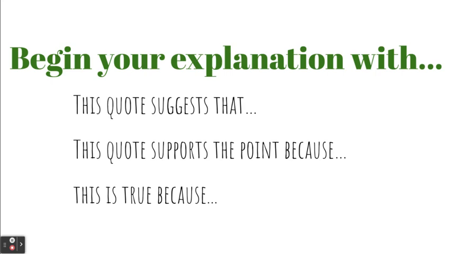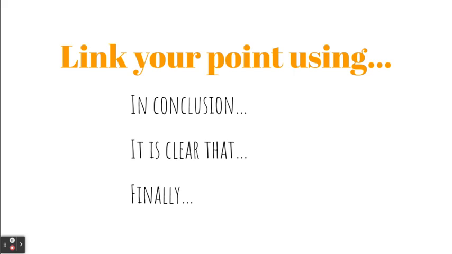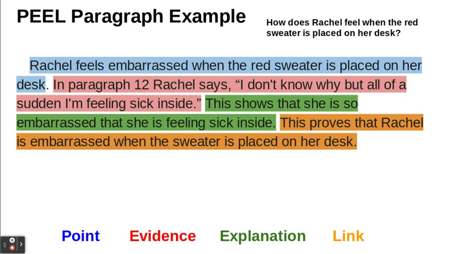Then for our explanation, we explain that evidence. This quote suggests that. This quote supports the point because. This is true because. This shows. That's how we begin an explanation. Our link sentence: in conclusion, it's clear that, or finally, are ways we end a paragraph with a link sentence.